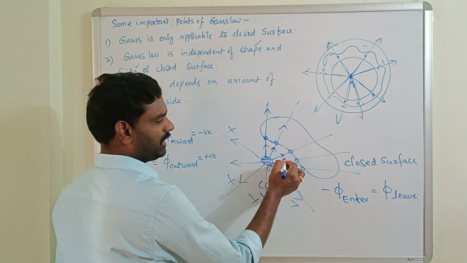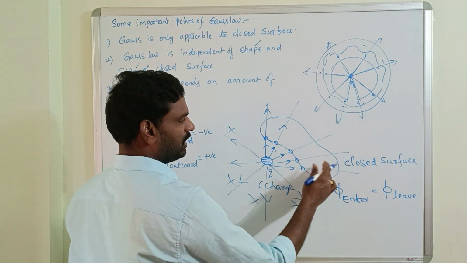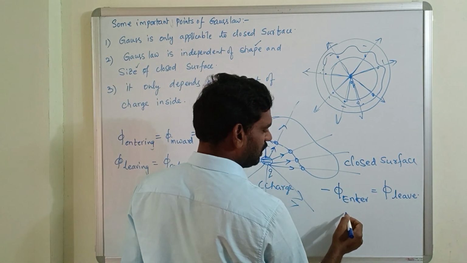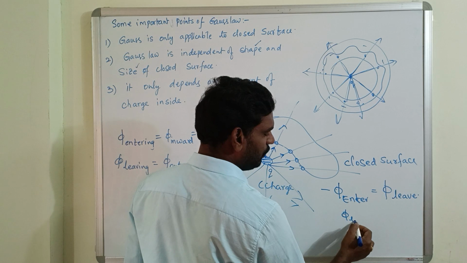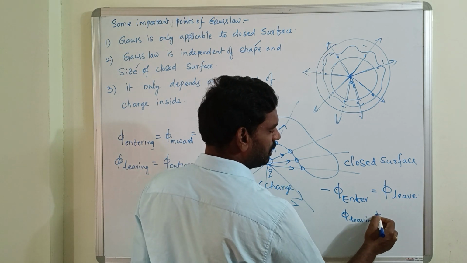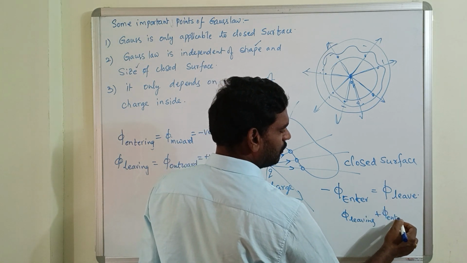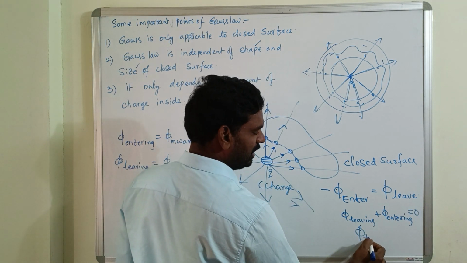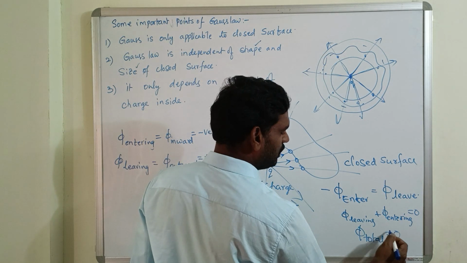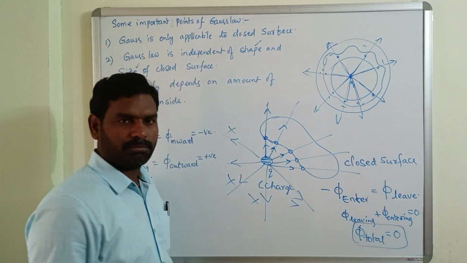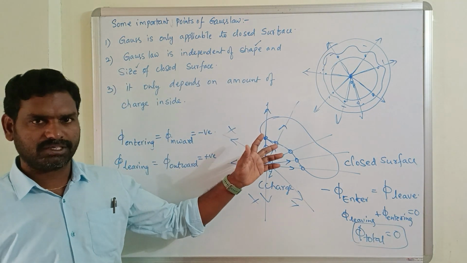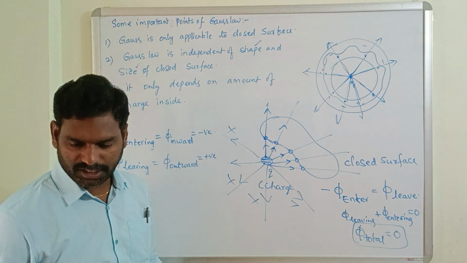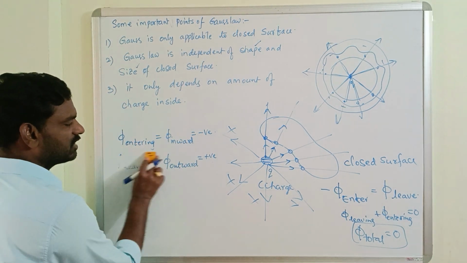Since all of these are inward flux entering, negative flux is entering. And flux leaving is nothing but positive. So if we add them, what happens? Flux leaving plus flux entering is equal to 0. So total flux is equal to 0. Are you following me? Entering flux equals leaving flux. So there is no flux generation due to charge outside. If the charge is kept outside, there is no generation of electric flux.